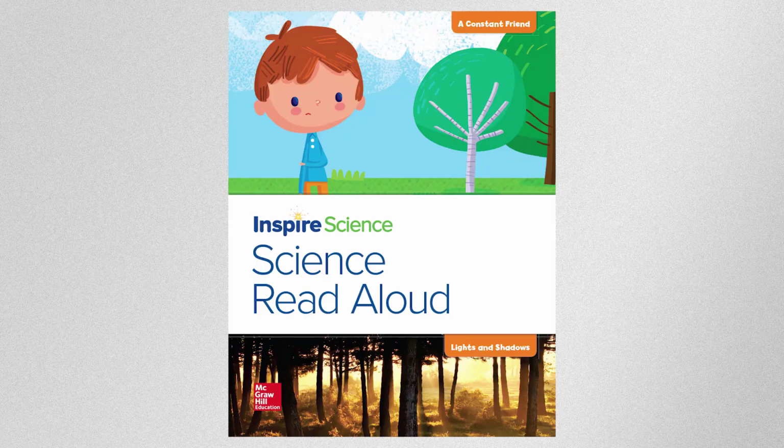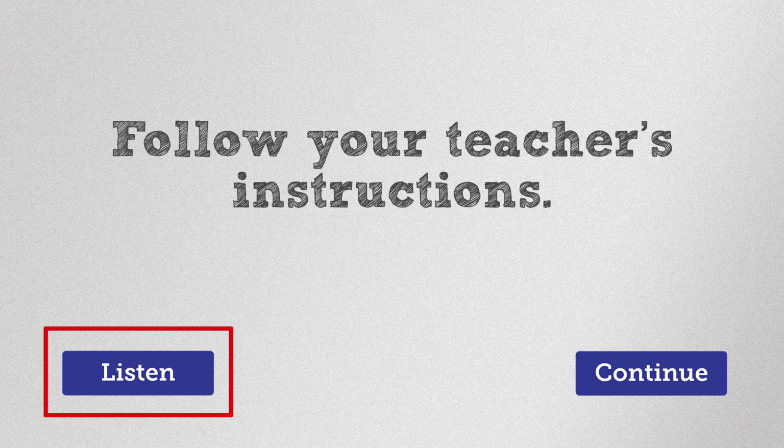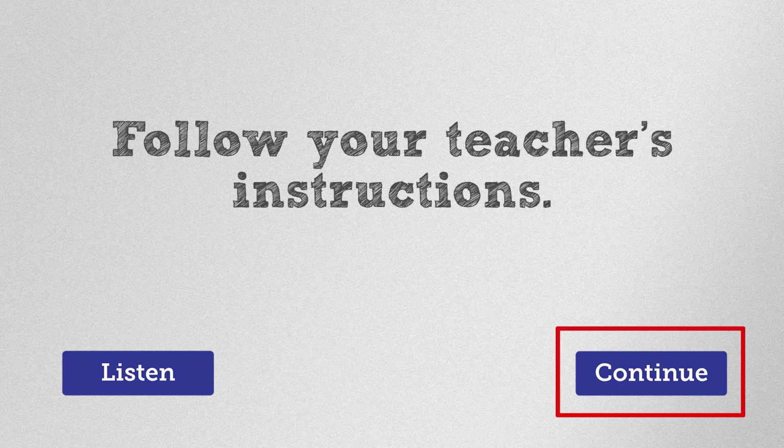Did you ever notice that on a hot sunny day, it usually feels cooler in the shade? Shade is a shadow made by materials that block all or some light. In the story A Constant Friend, you'll hear about a boy and his shadow. Follow your teacher's instructions. To begin the story, select Listen. To skip the story and move on, select Continue.